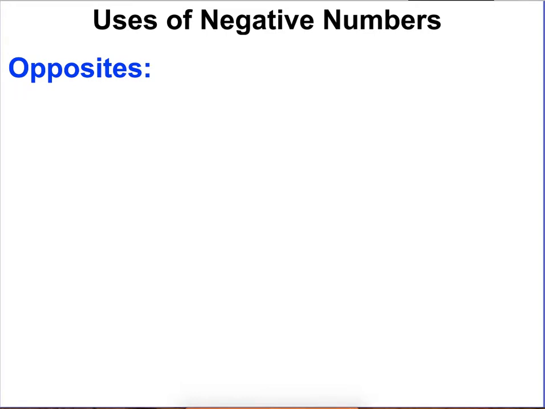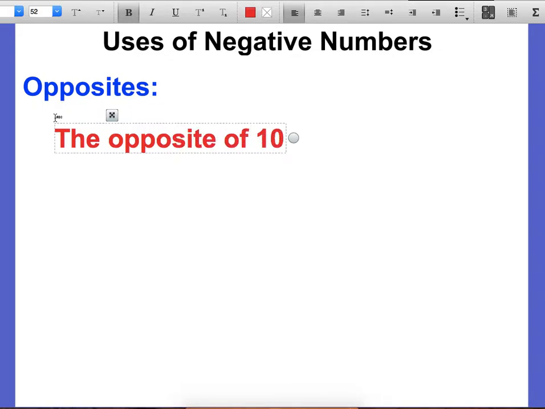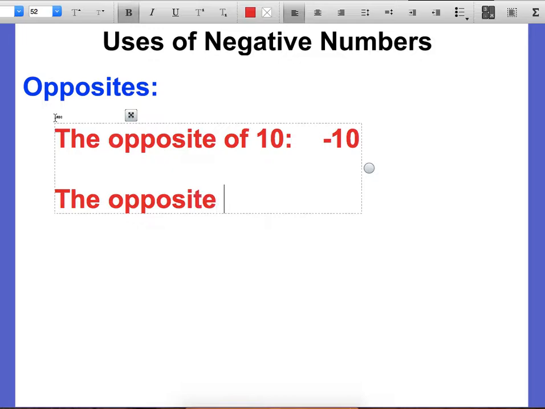Hi math friends, today we're looking at uses of negative numbers. One way that we use them is we think of the word opposites. So I think of the opposite of 10. In other words, that would be negative 10. If I think of the opposite of negative 10, well, that would be positive 10.